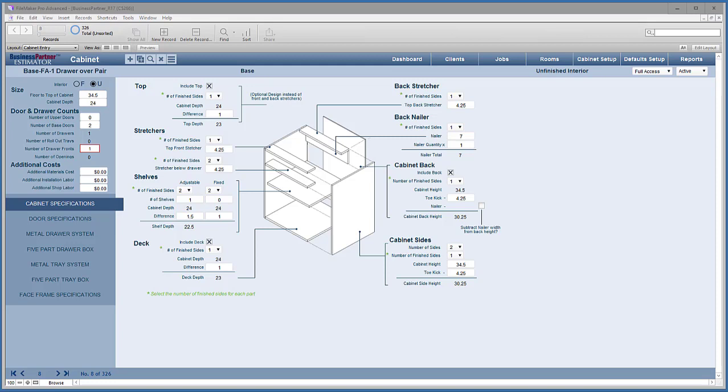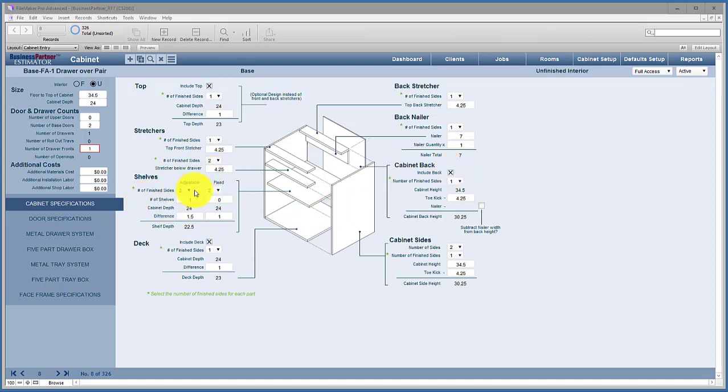So here on this screen we're looking at where all of the information about cabinetry is entered, and we discussed that in the first one. I want to touch on a few points here. As I covered at the top, include top is a toggle that turns it on or off, and the same thing is true for the back and the deck. But there's also a little math happening here.